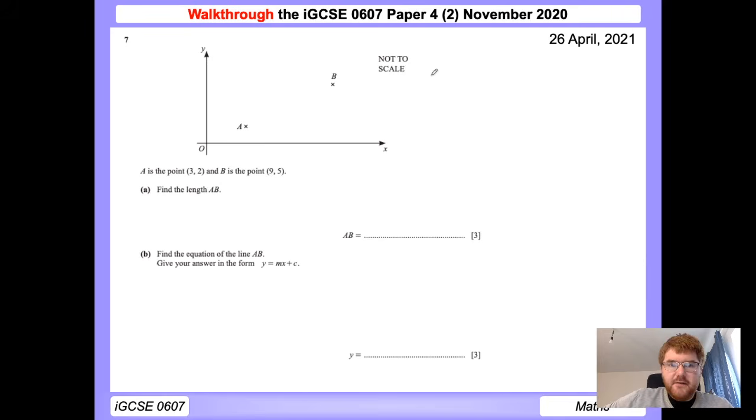So A is the point (3, 2) and B is the point (9, 5). So we are given these on our diagram. I tend to like to write this in, just so it reminds me what they are. And we need to find the length of AB for a pretty generous 3 marks. So let me draw this line in. So we've got the line AB. I'm really not known for my line drawing, and we want to find the length of this.